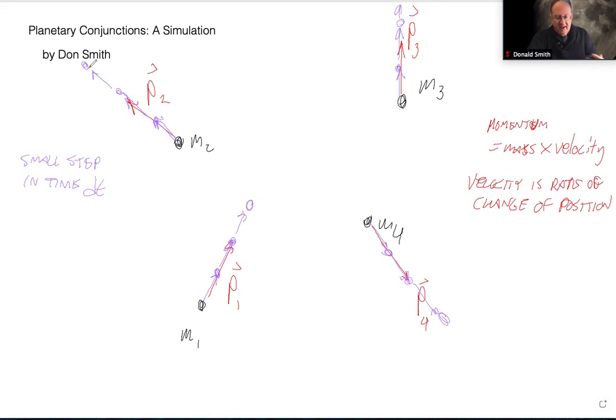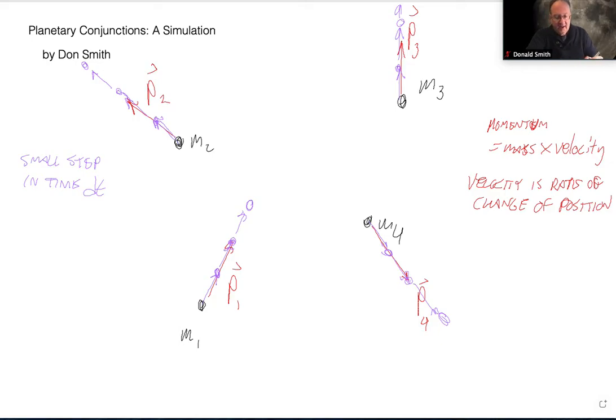Now, that alone would be kind of boring. Everything moves in a straight line. That's called Newton's first law. Everything moves in a straight line unless something acts on it. Bringing the acting in is where the physics comes in and where it gets interesting, because each of these masses is not alone in the universe. They affect each other, and they affect each other through gravity.